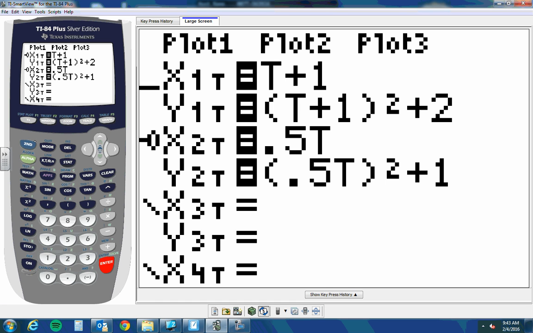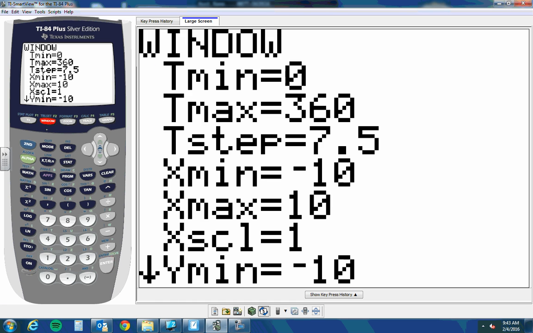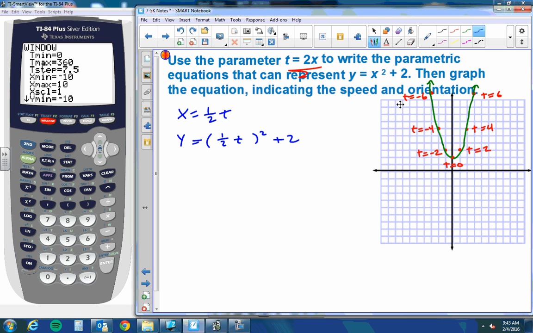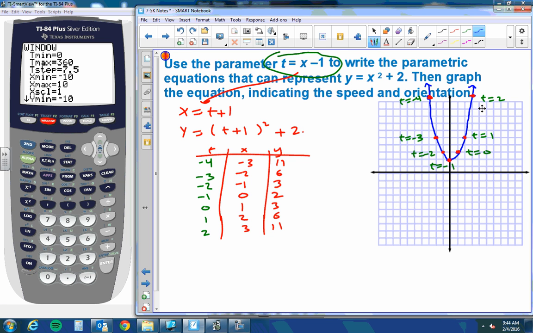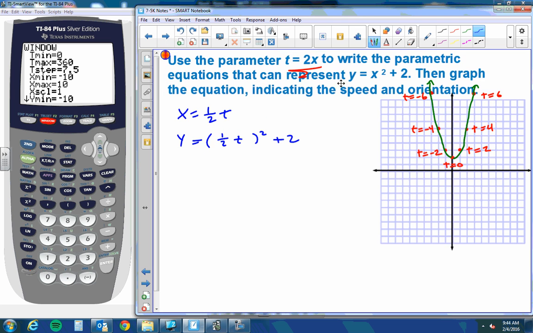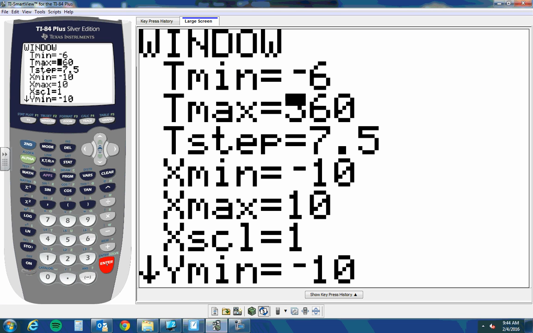That's for both those. Then go to Window. And when we did Zoom 6, Zoom Standard, it's set the t values to things we don't want. Look, this one, it took 12 seconds, right? From t equals -6 to t equals 6. This one, it was actually smaller. In other words, I'm going to use these, -6 to 6.